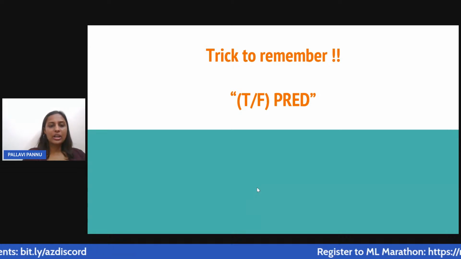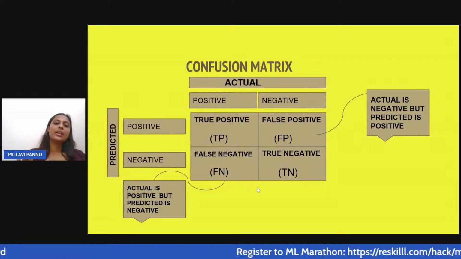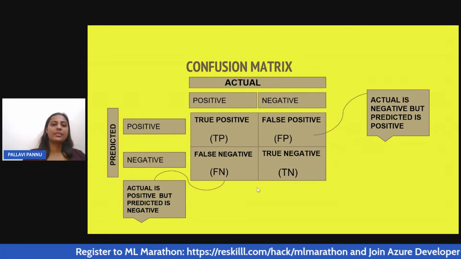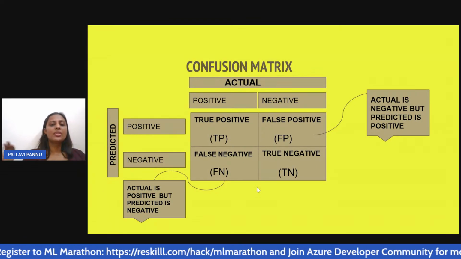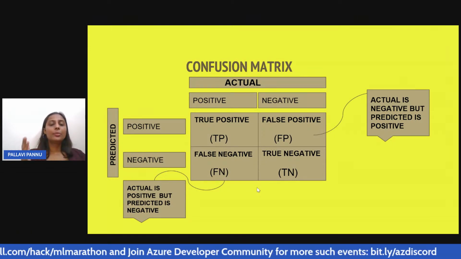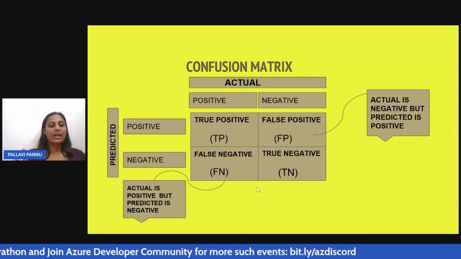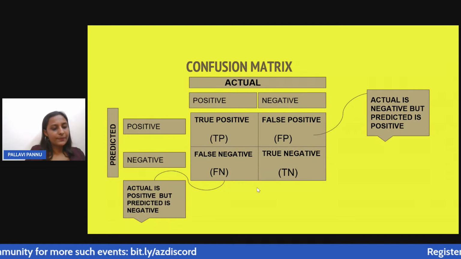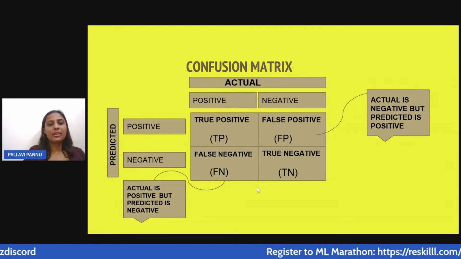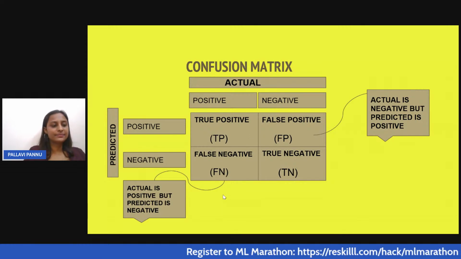This confusion matrix is very important, because from this confusion matrix only I'll be deriving all the metrics for you: accuracy, precision, recall, F1 score. All the metrics will be derived from this confusion matrix. So I want you to comment a yes so that I can move forward. Just type a yes if you understood the confusion matrix, or otherwise I can explain again.